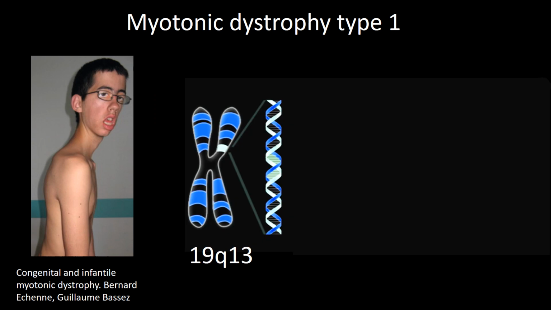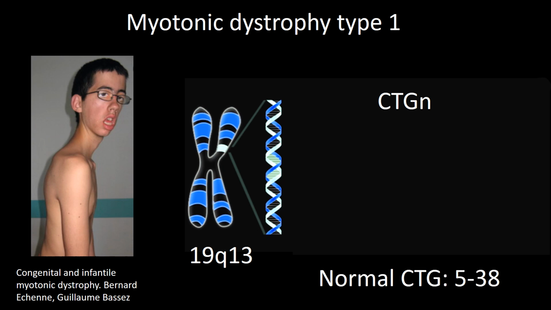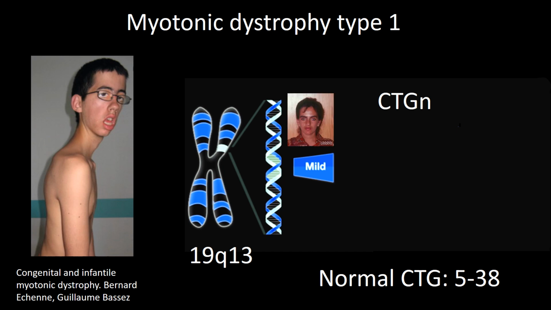The affected gene is on chromosome 19 at the q13 site. The gene abnormality has to do with the number of CTG repeats. A normal person has from 5 to 38 repeats. Patients with a bit larger expansion, that is, more repeats, may show only mild symptoms, as the mother described in this case, who lived all her life thinking that everything was well, and it was not until I shook her hand that the diagnosis of myotonic dystrophy was considered and later on made.